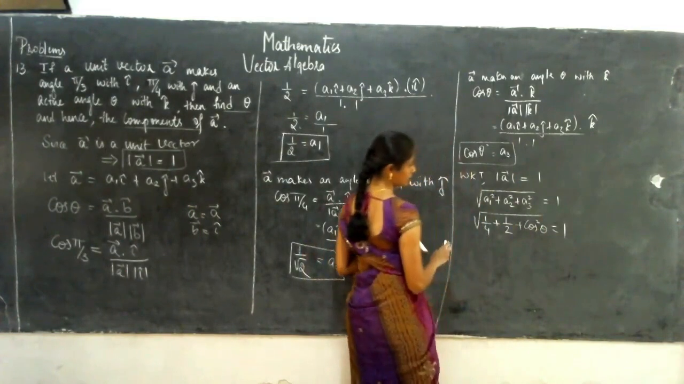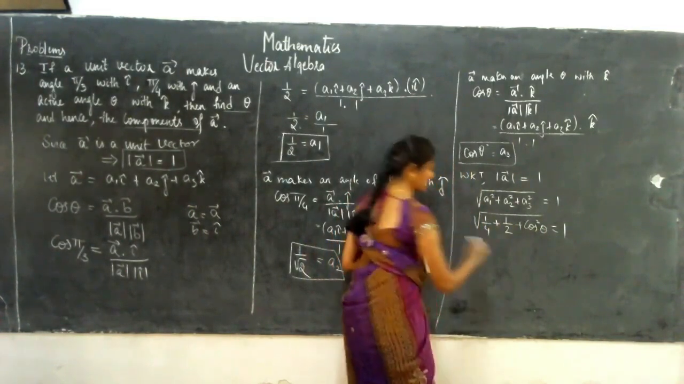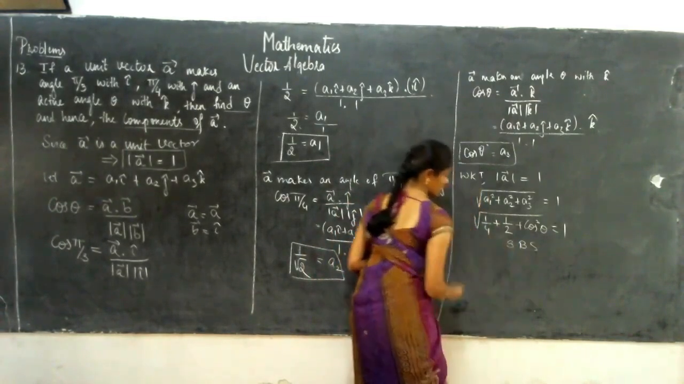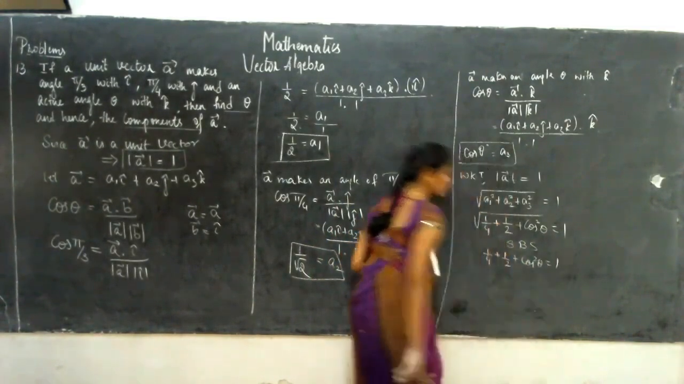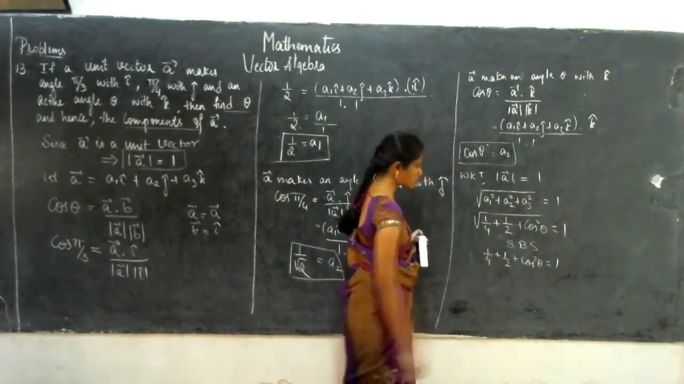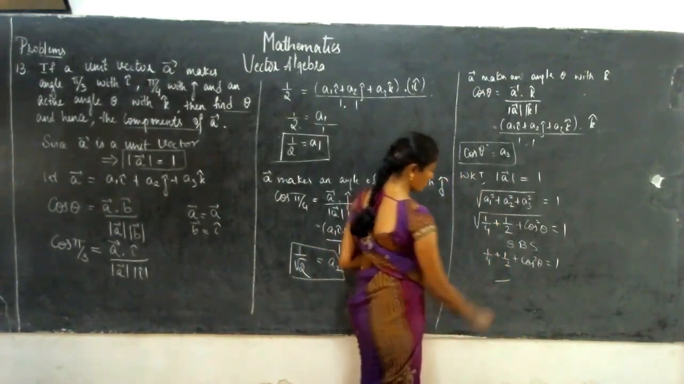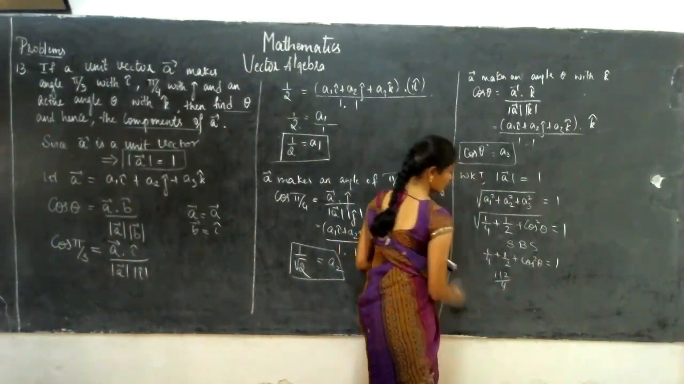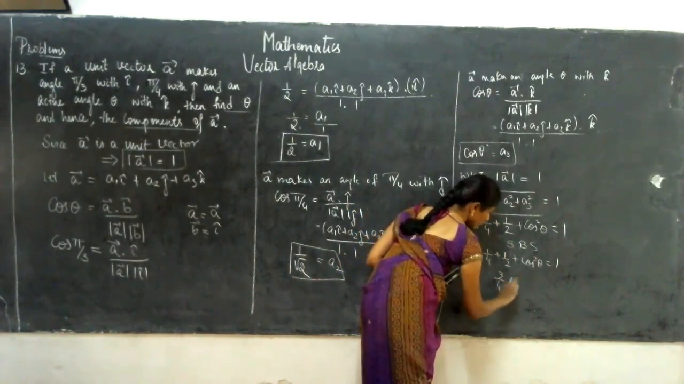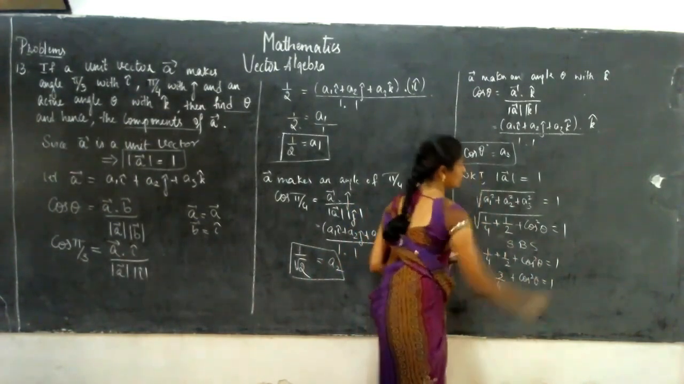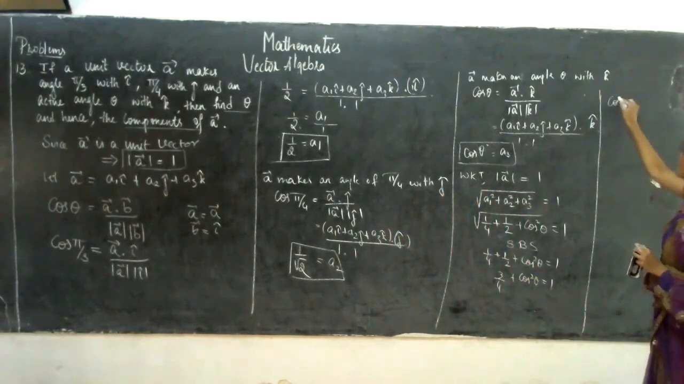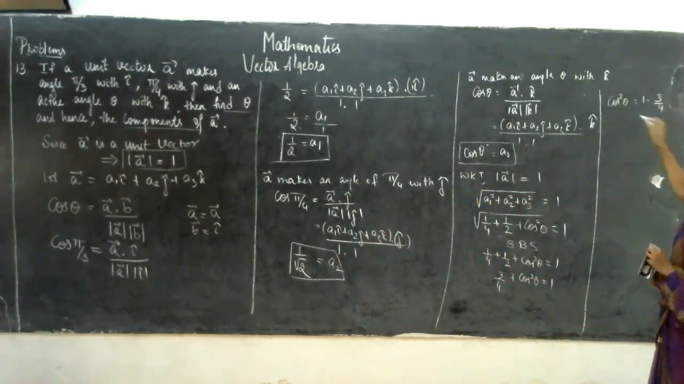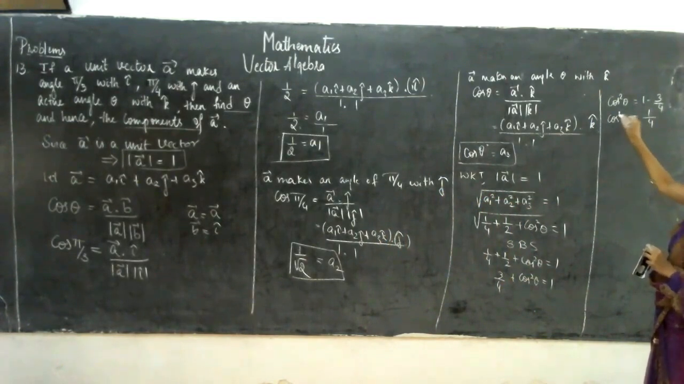So, simplifying this, therefore, when I square it on both sides, now what I'm doing, I'm squaring on both the sides of the equation, so we get 1 by 4 plus 1 by 2 plus cos square theta is equal to 1. So, taking the LCM for the first two terms, what is the LCM term? It will be equal to 4. Therefore, you have 1 plus 2, it is 3 by 4. So, 3 by 4 plus cos square theta is equal to 1. So, next, therefore, cos square theta is equal to 1 minus 3 by 4. So, again, 4 is the LCM, 4 minus 3, it is 1, 1 by 4.